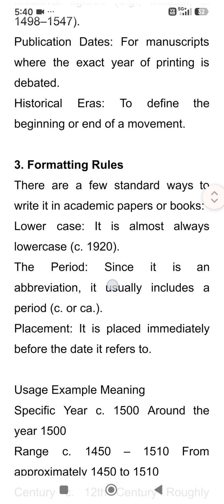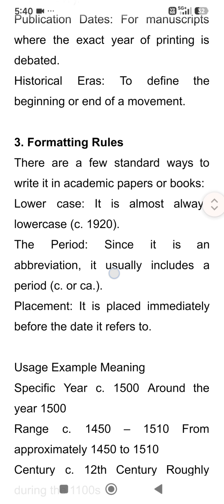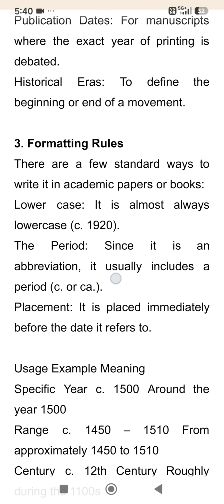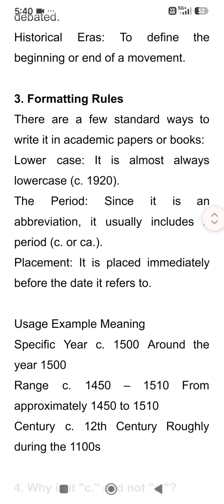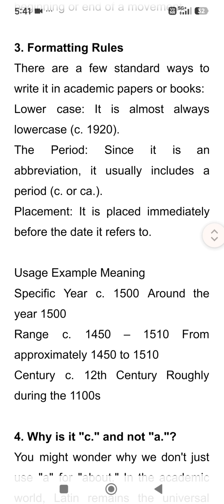Then publication dates for manuscripts where the exact year of printing is debated. Suppose the exact year of printing is not confirmed, then we use C. Then historical eras: to define the beginning or end of a movement, we use C or CA.